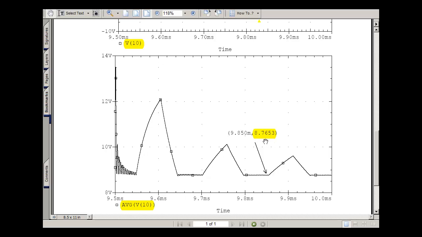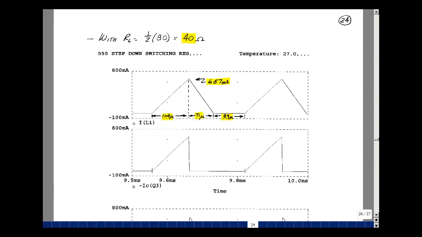And the reason for this is that the average voltage across the inductor is 0, just like the average current in a capacitor is 0. Let's go back and look at the notes again. So here I cut the resistor in half, and now my steady state results have changed. This interval of time is larger. It's almost a factor of 2.